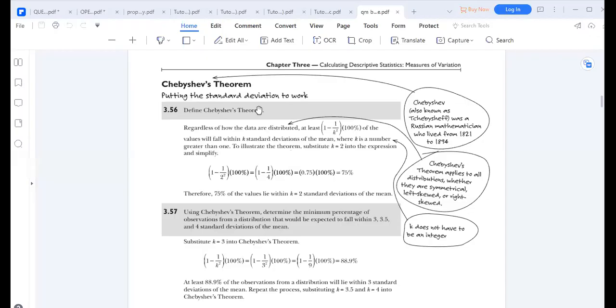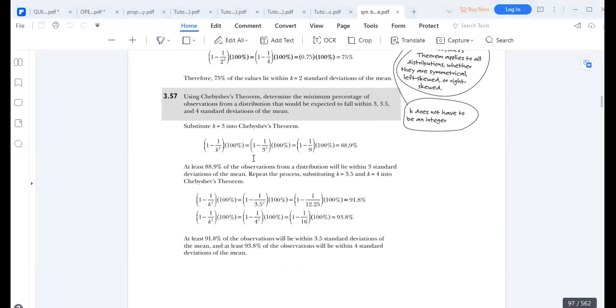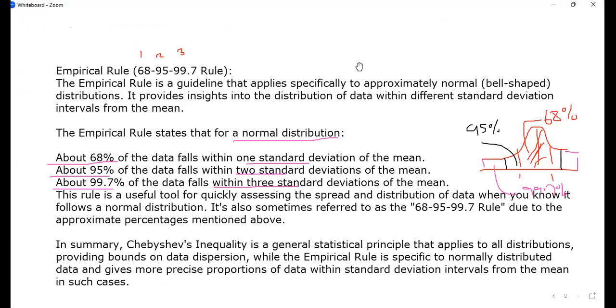I'm going to take you through a mini chart table just to guide you. I hope we have our calculators there. If we're asked to calculate the minimum percentage observed within 3 standard deviations or 3.5 standard deviations, we simply calculate it as follows. Like I said, for Chebychev, the formula is 1 minus 1 over k squared.